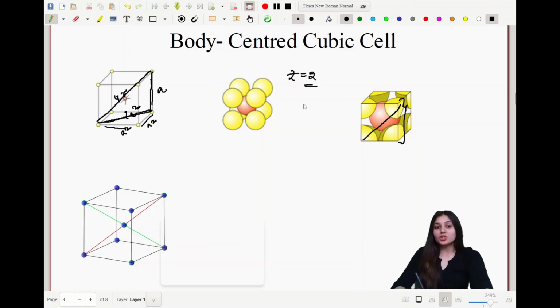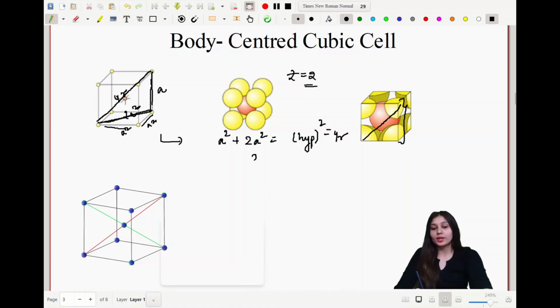So if we just put in the Pythagoras theorem, we can very clearly see that a square plus 2a square is equal to our hypotenuse square, which in this case is 4r squared. So we have 3a square equal to the hypotenuse square. If we just take the root on both sides, we have root 3 a is equal to 4r, and eureka, we have a relation now.